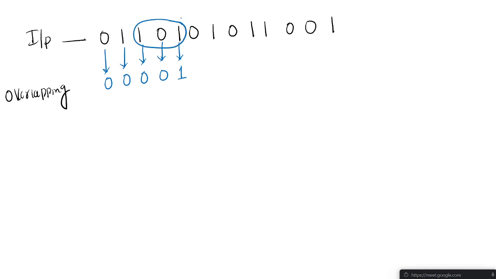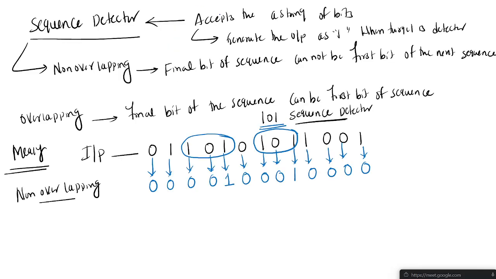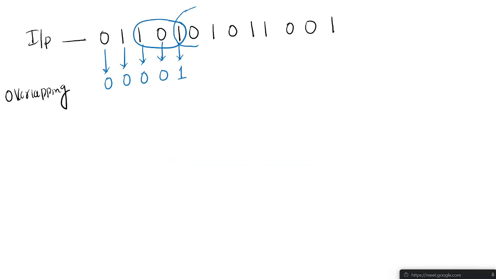So this is overlapping, which means the final bit of the sequence can be the first bit of the next sequence. That means it will be repeated, so 1 will be included. Understood? 1 will be included. So 1, 0 means what? 0, 1, 0, 1. Now it becomes 1. Now this 1 will be included.